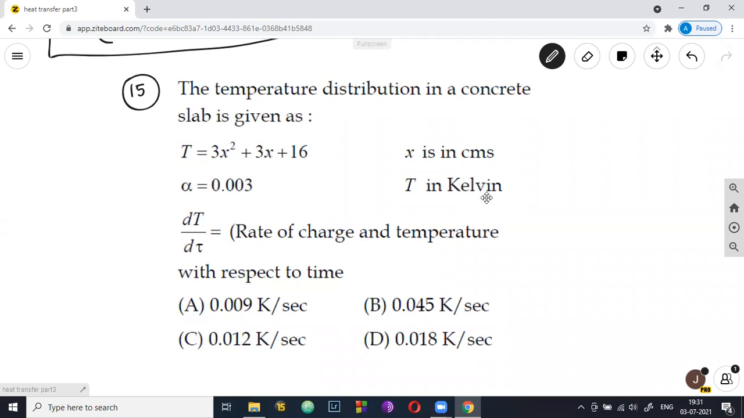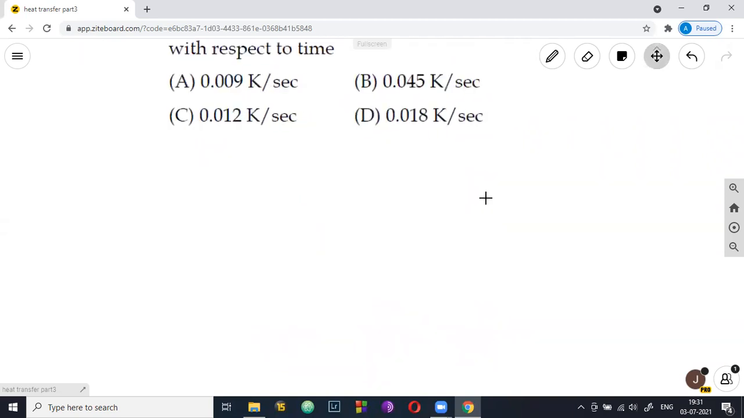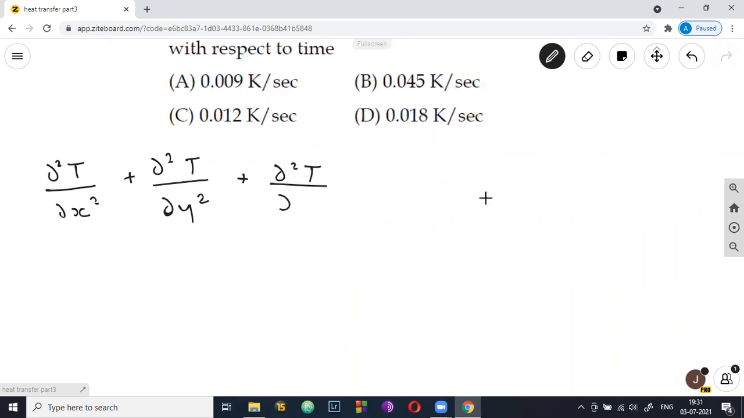Okay, so let's work it out. So what is the general equation? Del square T by del x square plus del square T by del y square plus del square T by del z square plus qg by k is equal to 1 by alpha del T by del small t. So this is your general equation, right?